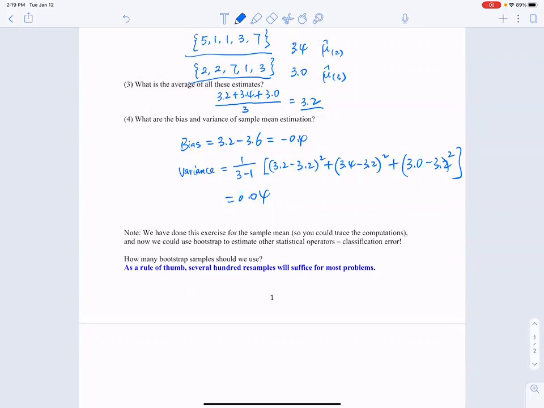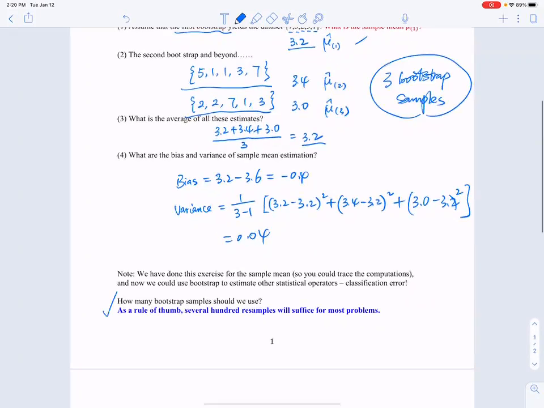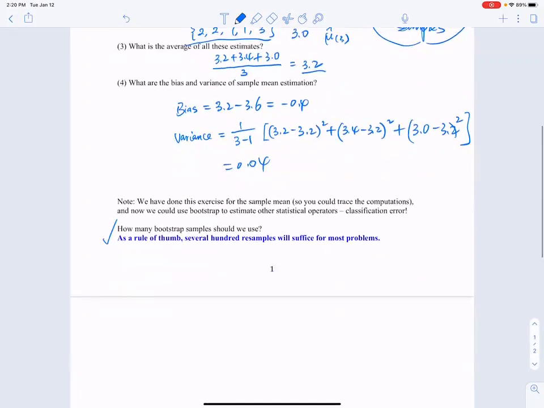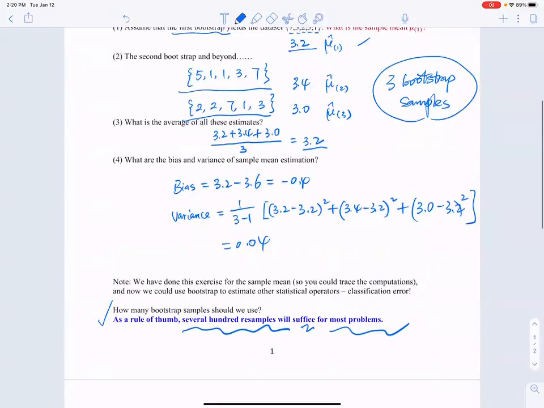Sometimes people may ask, here we have only 3 bootstrap samples. Now, how many bootstrap samples should we use in order to have a good estimation? As a rule of thumb, several hundreds of resamples will suffice for most problems. So here we have 3. You can do hundreds of them.